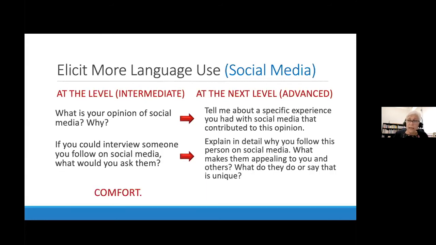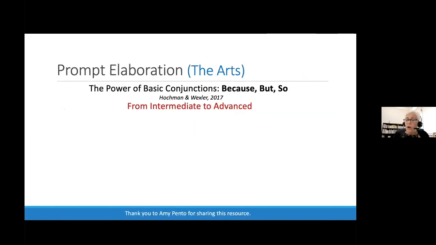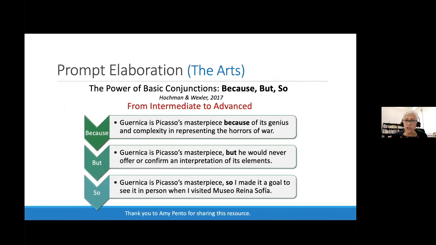And finally, yes, comfort and stretch. And finally, elaboration. In the context of the arts, I'm still looking at a strategy that works with basic conjunctions but this time from a book called The Writing Revolution that my friend Amy Pinto shared with me. And this is just one of many strategies: because, but, and so. And even though these examples aren't at the paragraph level, they are ways to build students' capacity to describe in detail.